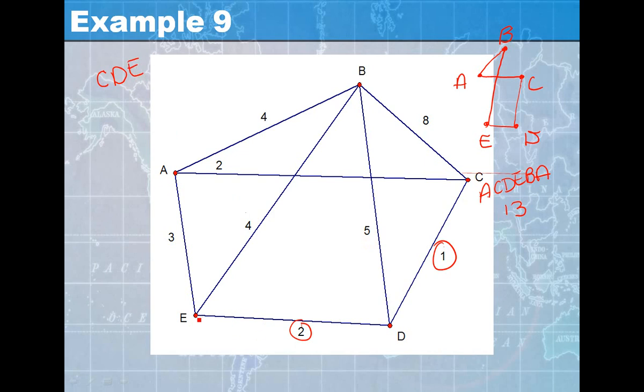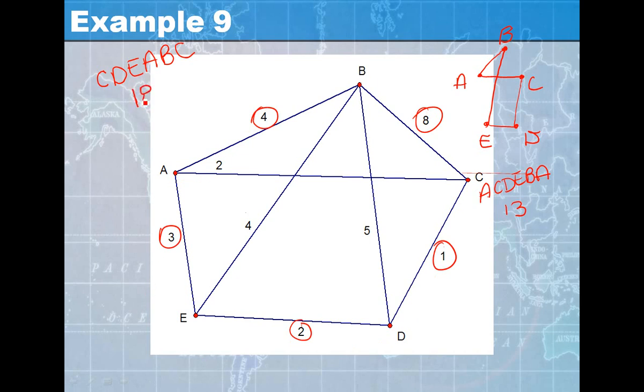We're at E. We haven't been to B or A. B is 4, A is 3. So we go to A for 3. So now we're at A. The only place we haven't been is B, so we go to B for a weight of 4. And then close the circuit by going back to C. So that circuit just goes around the outside. So 8 and 2 is 10, 18 total.